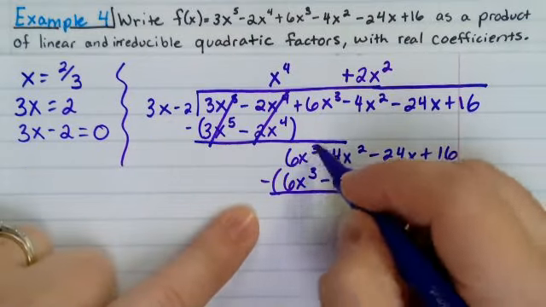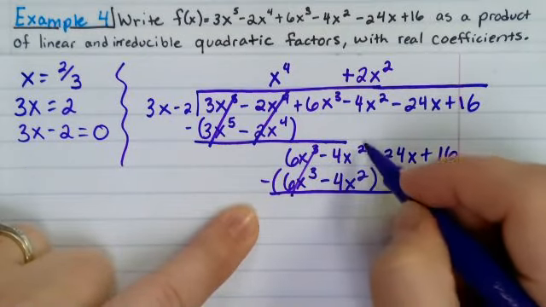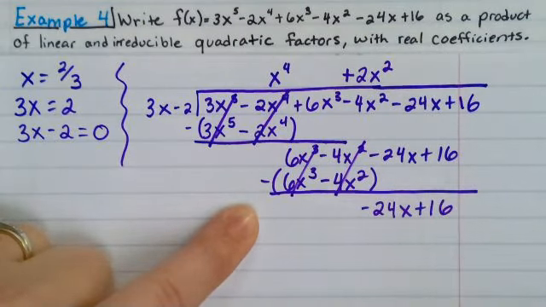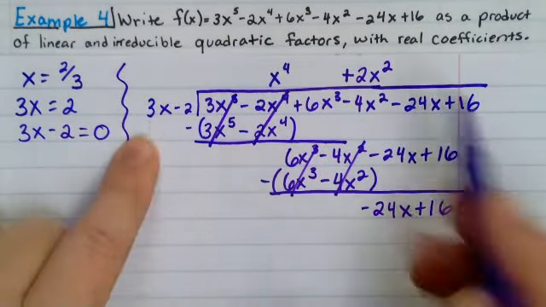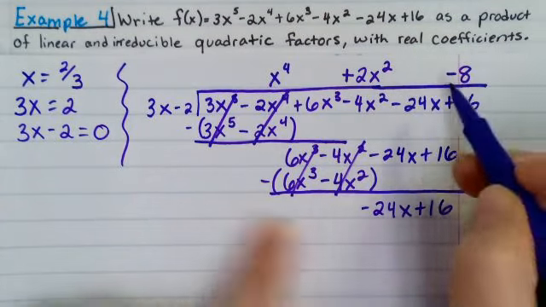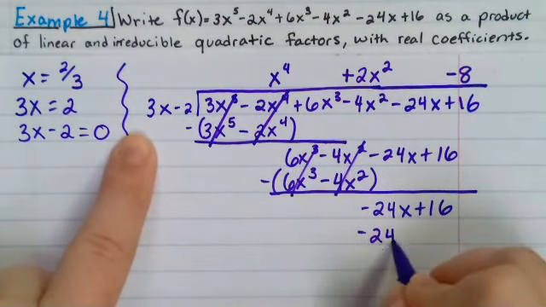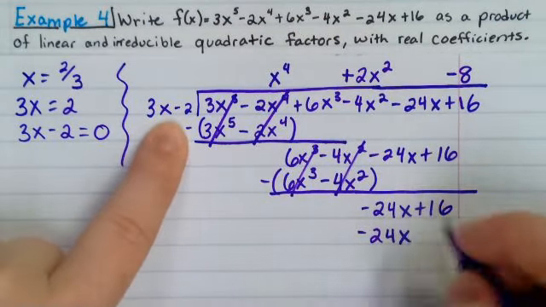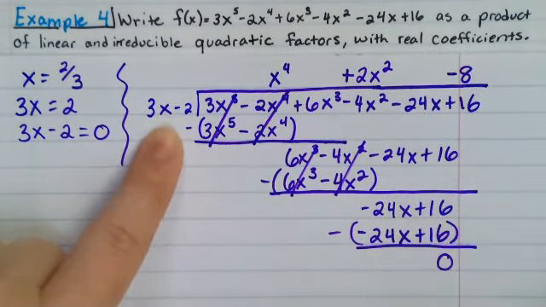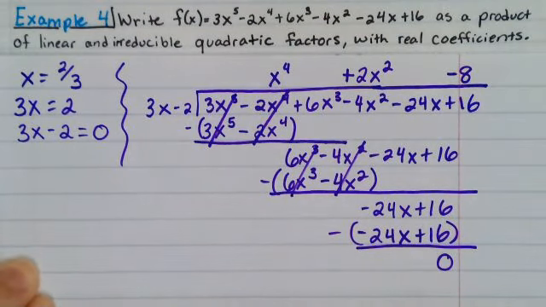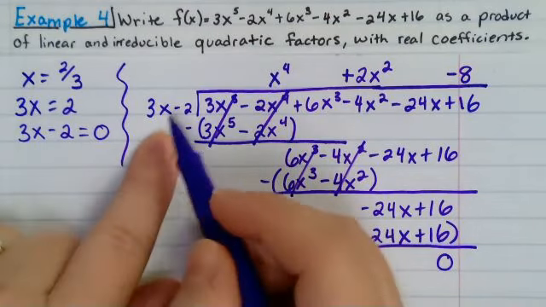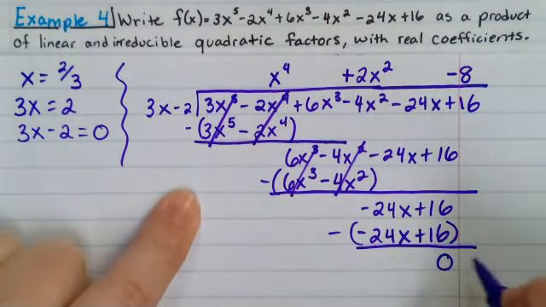6x cubed minus 6x cubed, gone. Negative 4x squared minus a negative 4x squared, also gone. Negative 24x plus 16 comes down. 3x goes into negative 24x negative 8 times. Negative 8 times 3x is negative 24x. Negative 8 times a negative 2 is positive 16. We subtract those, and you'll get a remainder of 0. That's how it should be, since we had decided that 3x minus 2 was a factor. If it's a factor, the remainder will be 0.